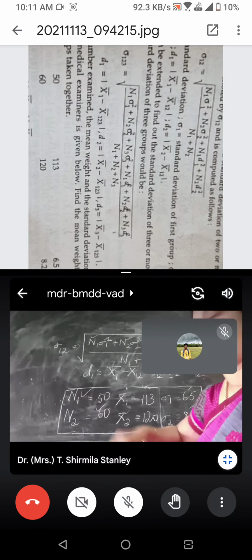So what is your D1? 130 minus 116.8. How much are you getting? Minus 3.8, ma'am. Very good. Then 120 minus 116.8 is 3.2. Okay. So now if you look at this, we have everything to calculate the combined standard deviation.